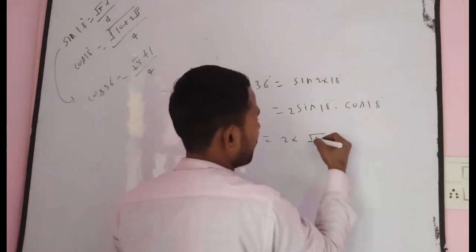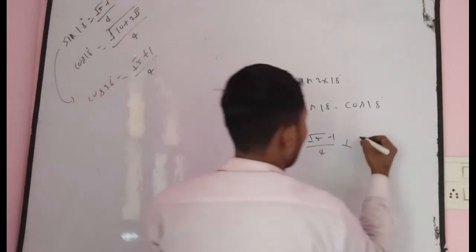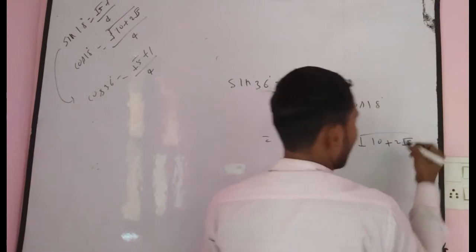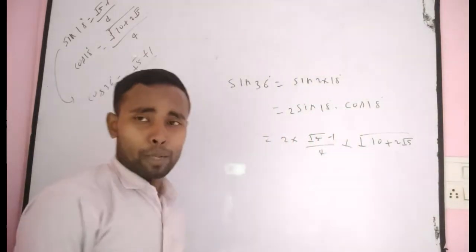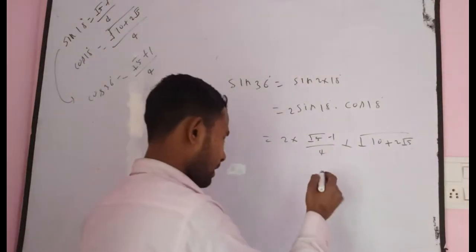So you can write (root 5 minus 1)/4 into cos 18 degree, which is also known to you. Can you write it as 10 plus 2 root 5, 10 plus 2 root 5? Now you have to simplify it. After it, you get the final expression, or you can leave it as an expression.